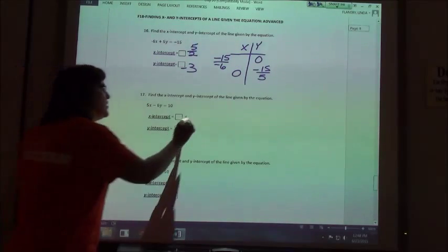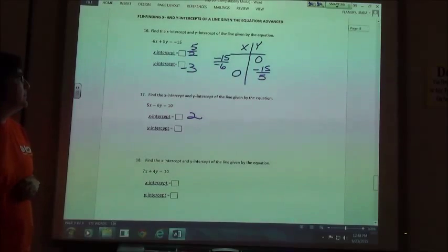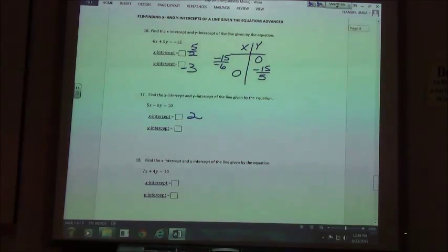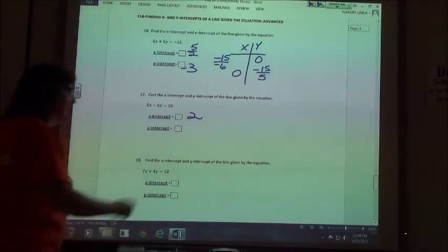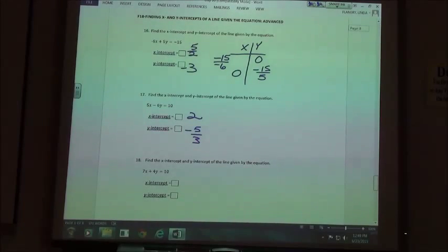2. 10 over 5 is 2. And if I'm going to find my y-intercept, I'm going to have negative 5 thirds. 10 over negative 6, which we simplify into negative 5 thirds.